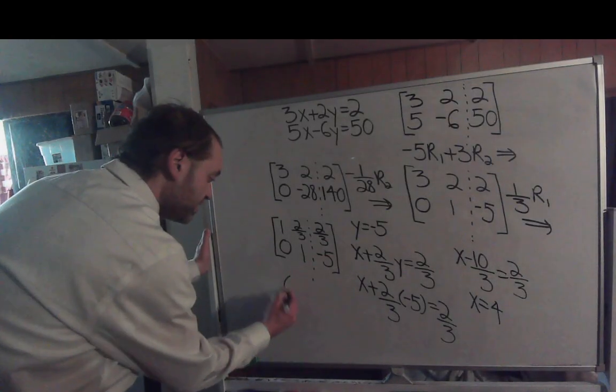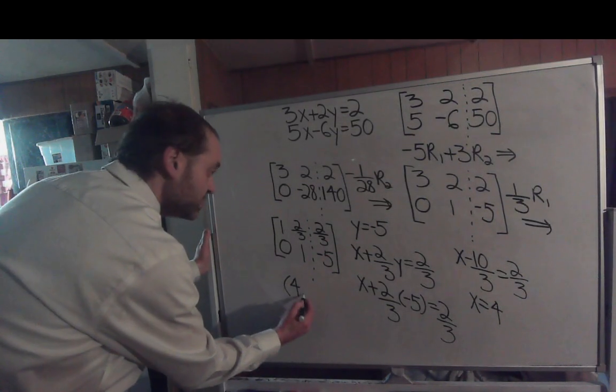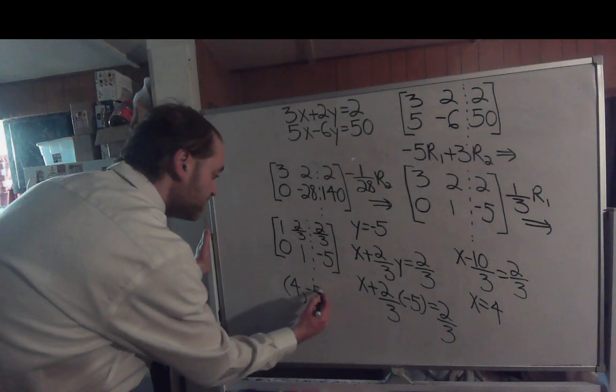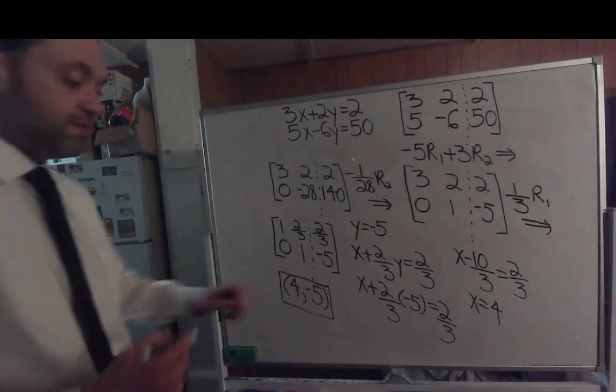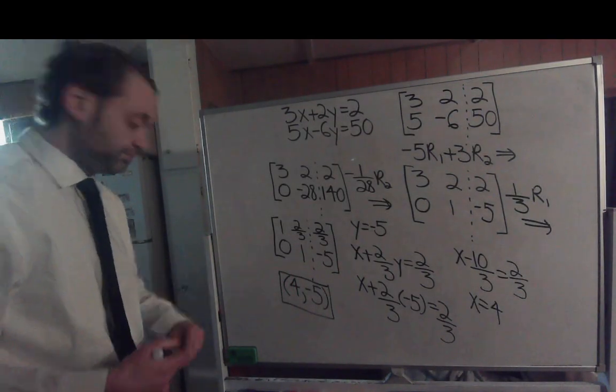So now we have the ordered pair that's our solution. It's going to be 4, negative 5. So the ordered pair that becomes our solution is going to be 4, negative 5.